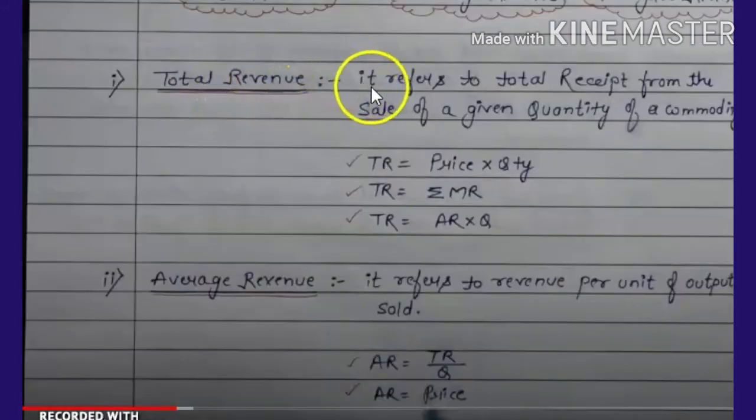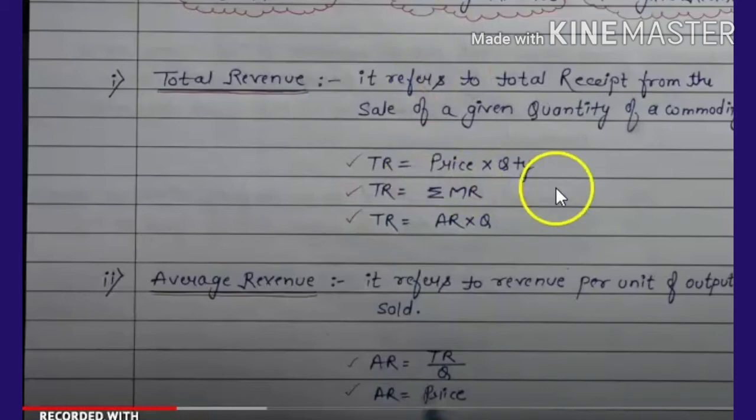So hope you understood. Total revenue refers to the total receipts from the sale of a given quantity of a commodity, that is known as what? Total revenue. What he receives after selling a particular quantity of the commodity is known as what? Total revenue. So how will we calculate total revenue?